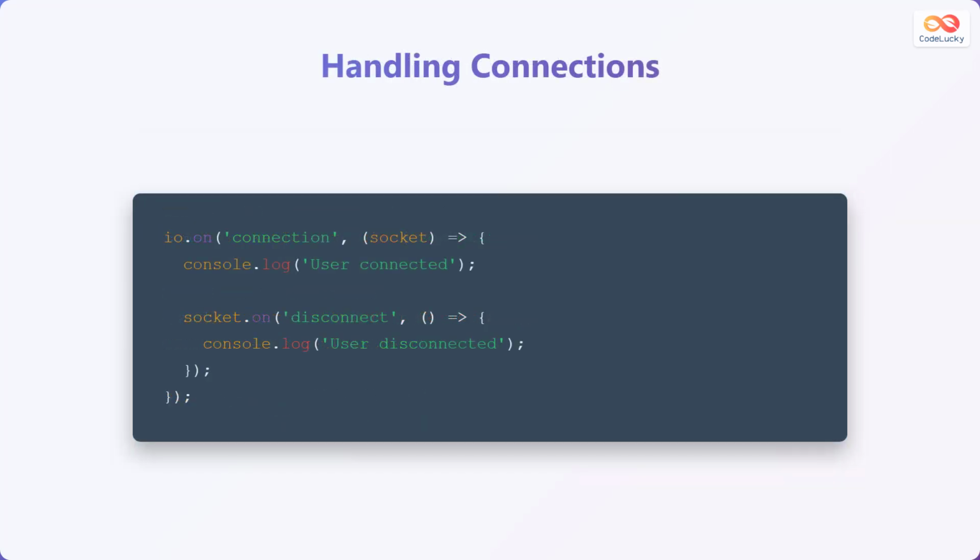To handle client connections, use the on method on the io object to listen for the connection event. When a client connects, a socket object is passed to the callback function. You can then use this socket object to listen for events from the client and emit events back to the client. To handle disconnections, listen for the disconnect event on the socket object.